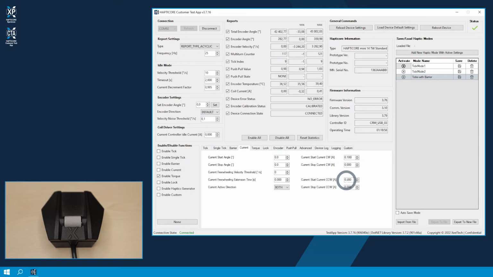However, as soon as we add a stop angle and thus open a corridor, the corresponding stop current value is activated, and in this case, we would create a decreasing resistance while turning the encoder clockwise. The same applies to the counterclockwise values. As long as no separate value is set here, the clockwise values will also be applied to the counterclockwise fields. Finally, we can also deactivate the current and torque function for certain directions of rotation by activating the function only for clockwise or counterclockwise instead of both.